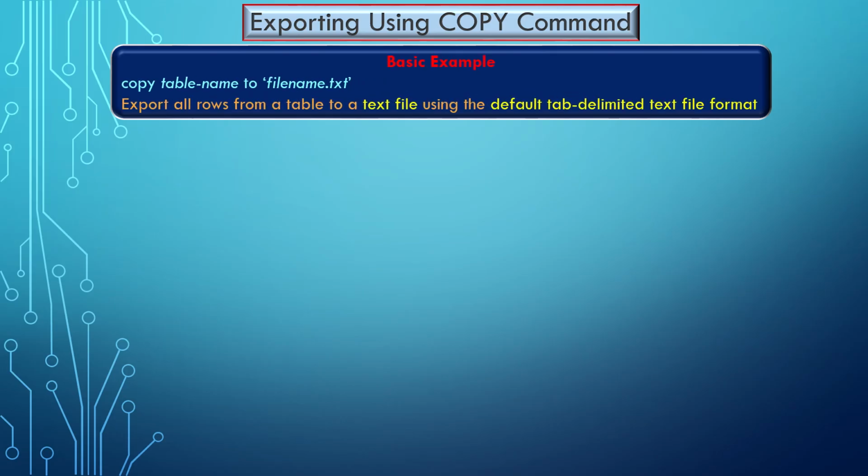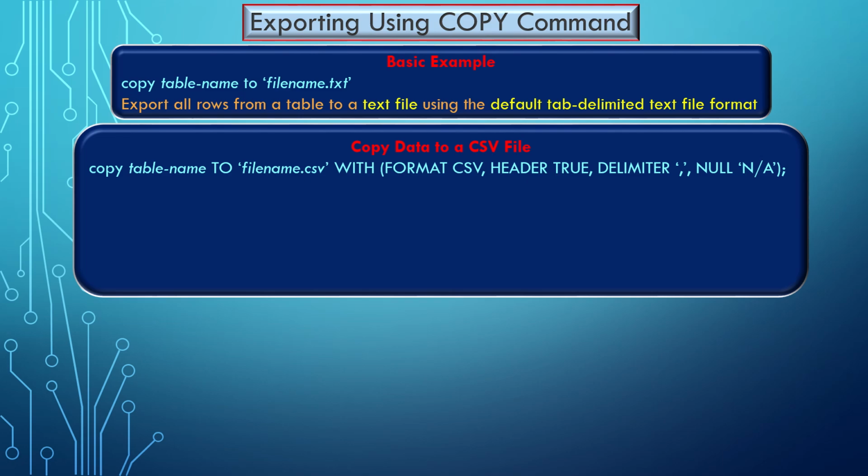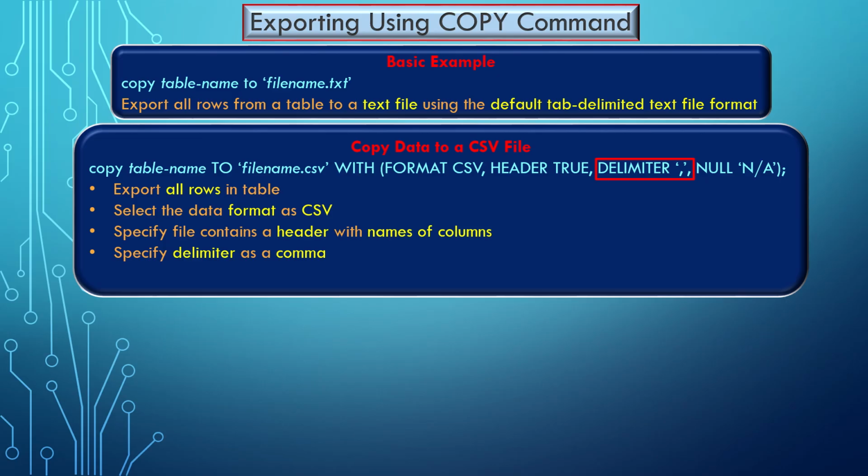This copy command will export all rows from a table to a text file using the default tab delimited text file format. To copy data to a CSV file, we will use the following copy command. This copy command will export all rows in a table, select the data format as CSV, specify that the file contains a header with names of columns, specify the delimiter as a comma, and specify that null values are exported as a string value of n/a.